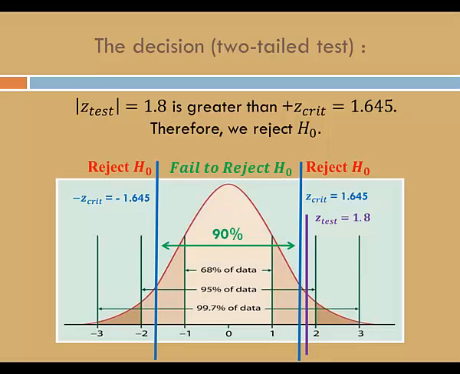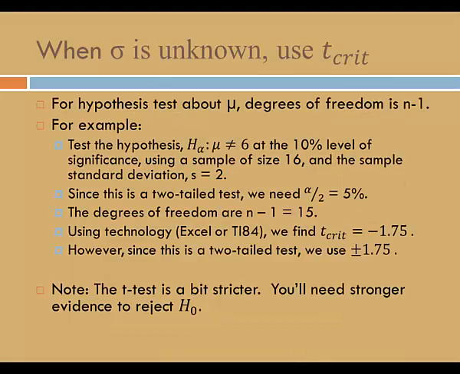In the case of two-tailed tests, it's convenient to compare the absolute value of your test statistic to the positive critical value. If the absolute value of your test statistic is greater than the positive critical value, then you reject the null hypothesis. When sigma is unknown, we'll use a critical value from the student's t-distribution.